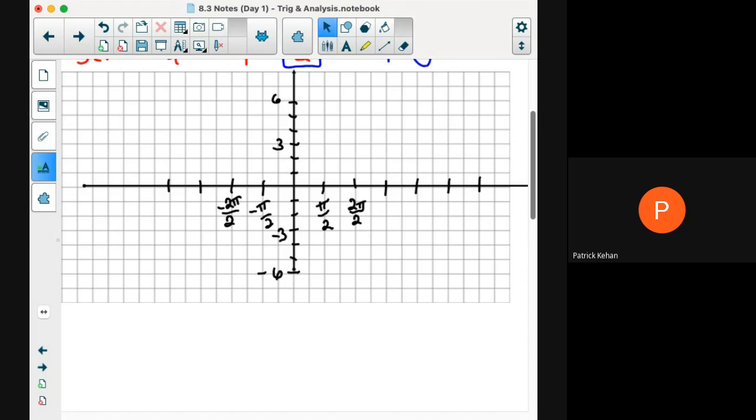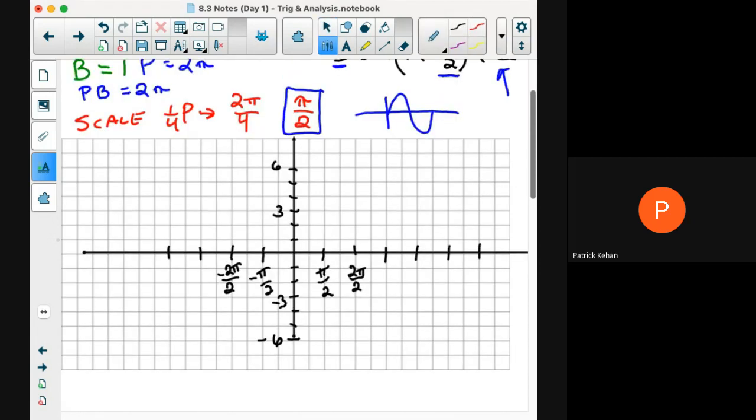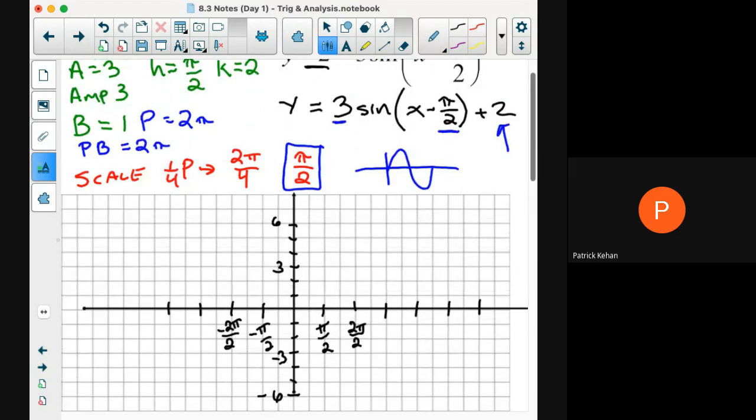Okay. I always like to put my line of oscillation in, which we said was K equals 2 right here. So I'm going to just sketch that in, a horizontal line, to give me something to look at as I'm sketching. And then our starting point is h, which is pi over 2 radians, right here. So I'm going to use pi over 2 radians, and it's going to start at the line of oscillation right here. Then we're going to move 1/4 of a period and move to a high point.